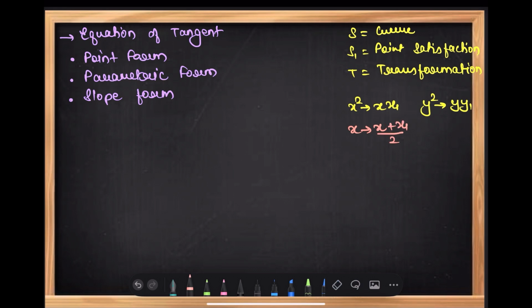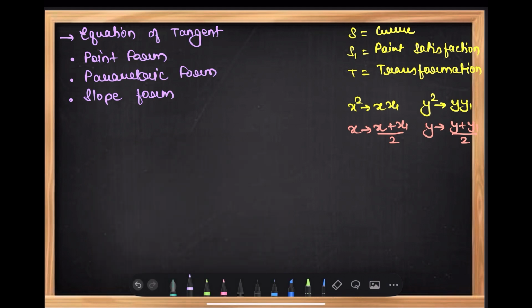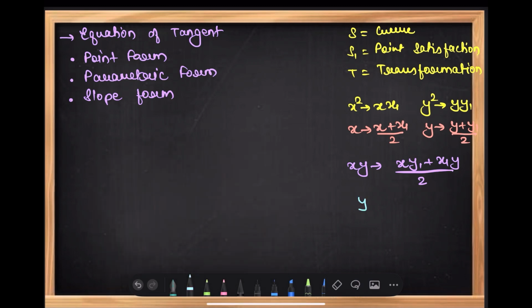by 2. We used to replace y with y plus y1 by 2, and then we used to replace xy. xy is replaced by x y1 plus x1 y by 2, and then we have a constant. So constant is c, so c will be as it is. Okay, so these things you have to take care while handling these results.